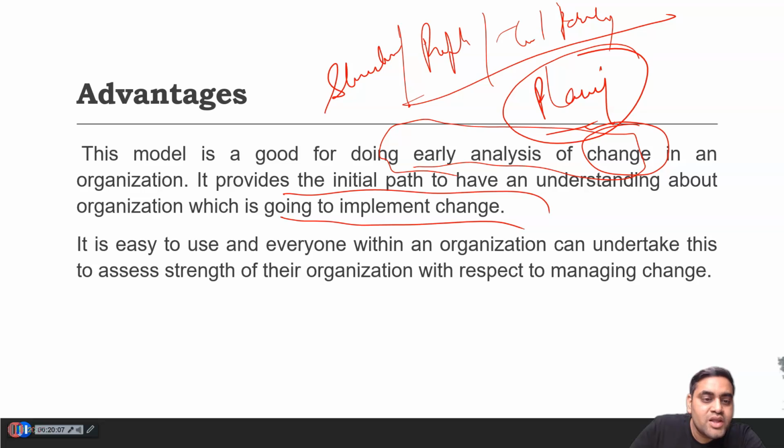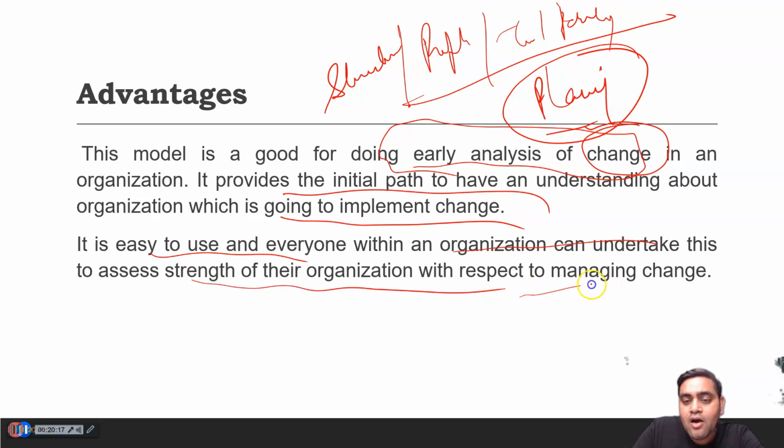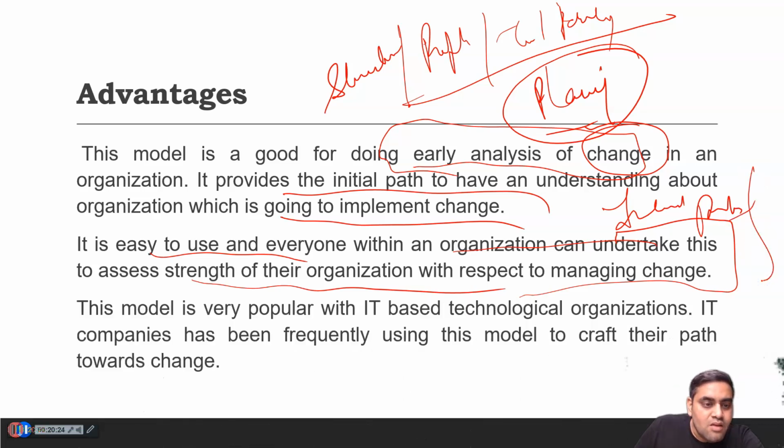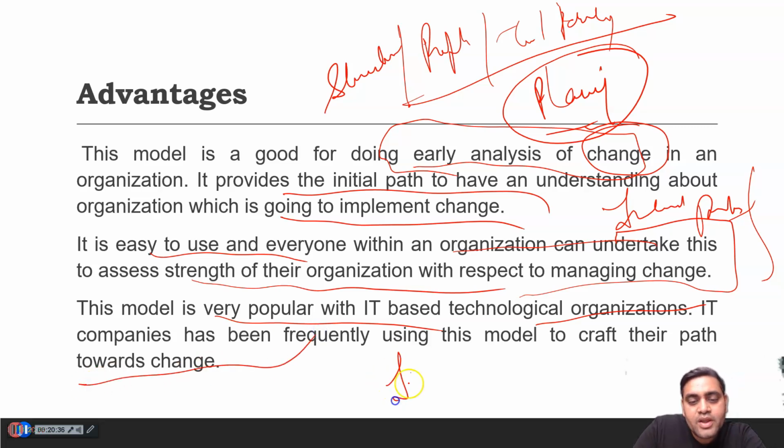Moving on to the second important thing, it is easy to use and everyone can understand it very easily. It is very important that the organization understands what their strengths are and how they can manage change. So it basically helps you in understanding your internal processes, right? Moving on to the third one, this model is very popular in IT based technology companies, because the IT industry is very frequently subject to any kind of change. So it is more applicable to IT companies, but I would suggest that it can be applicable to all the companies which work in dynamic industries.